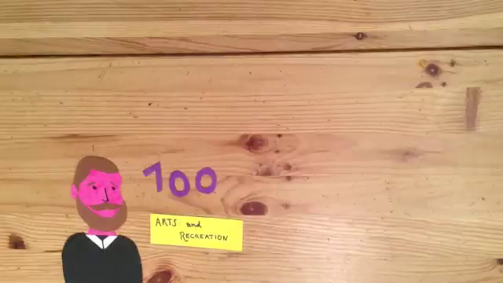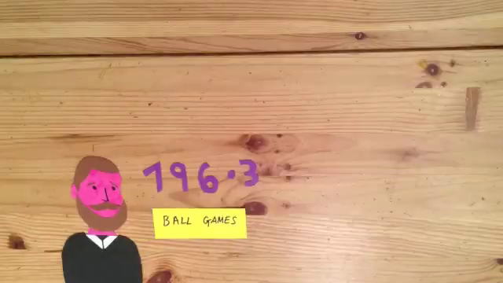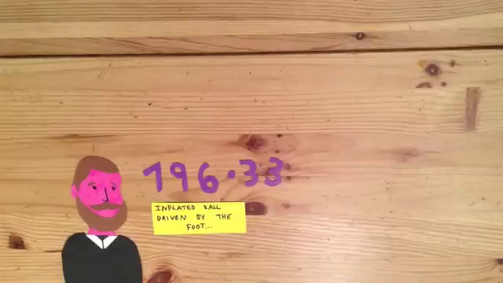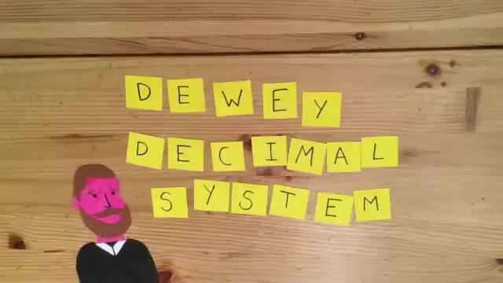So imagine 700s, arts and recreation, 790s, recreation performing arts, 796, athletic and outdoor sports, 796.3, ball games, 796.33, inflated ball driven by the foot, 796.332, football. By subdividing it, it means all books are kept together.